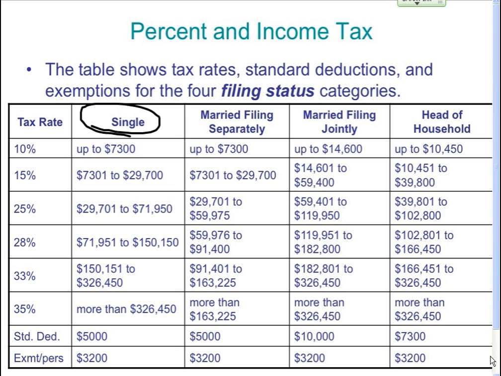Well, you notice 32,700 is in between the 29,000 and the 71,000. So she has a tax rate of 25%. This is where it gets tricky. She doesn't pay 25% on the 32,000. She only pays 10% on the amount up to 7,300.